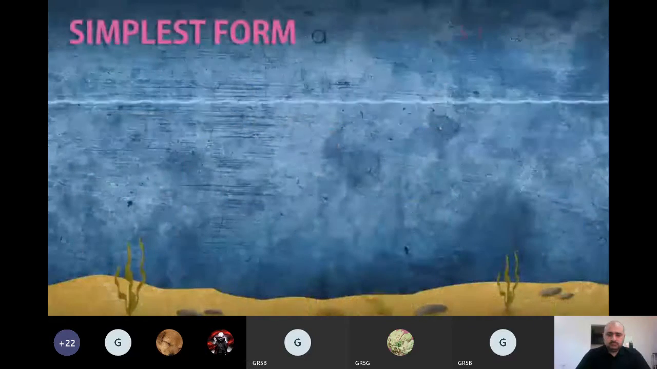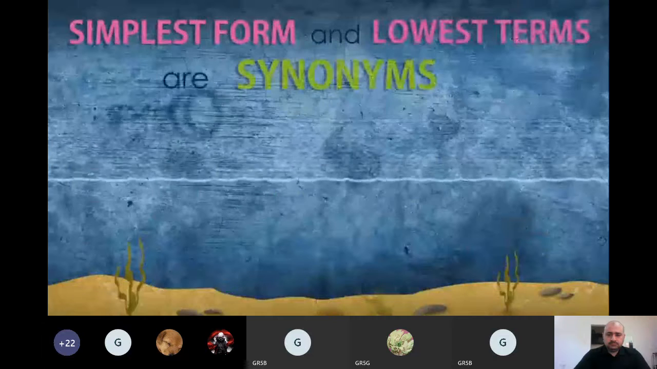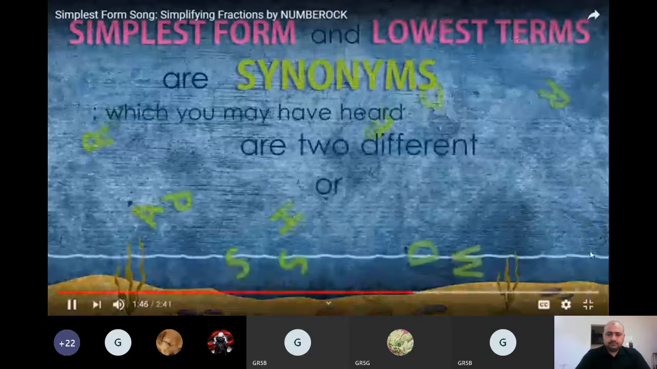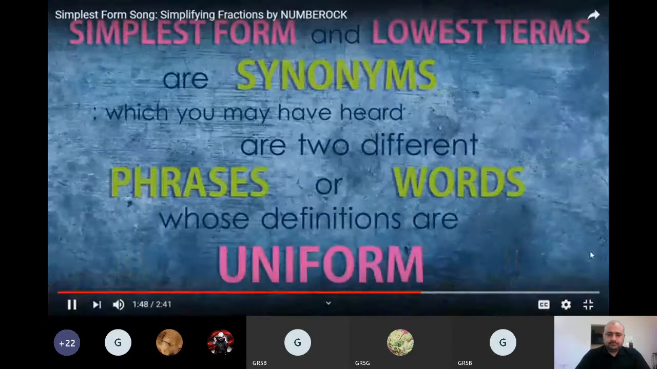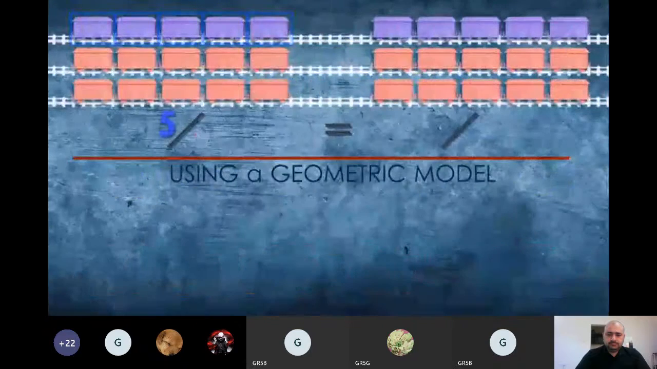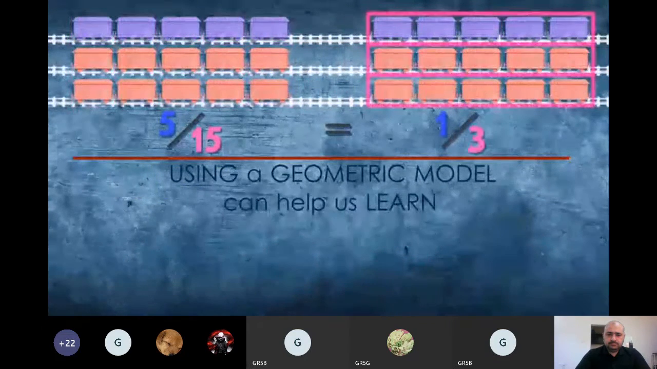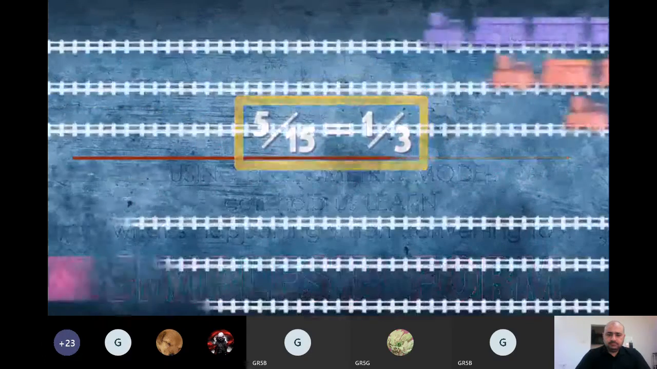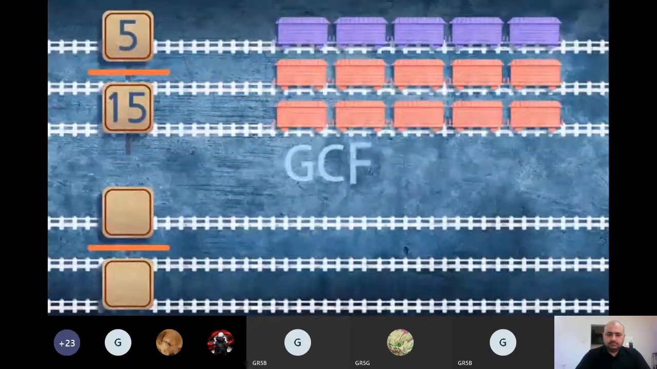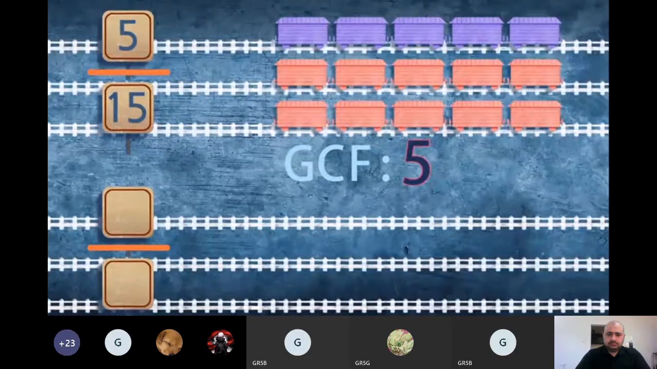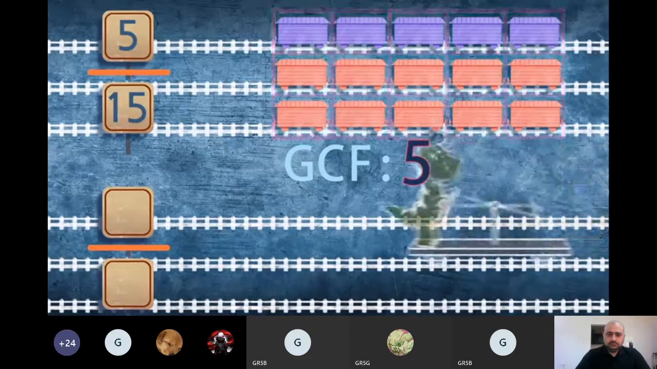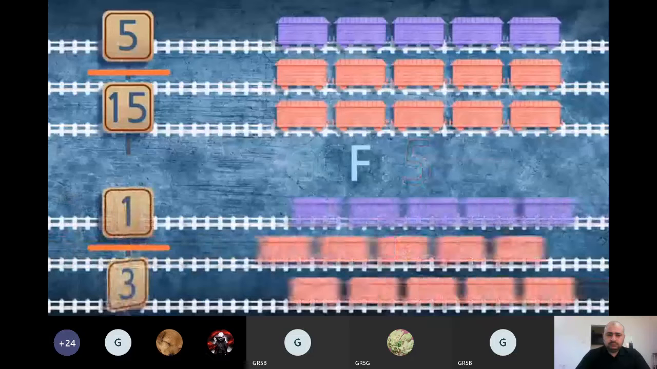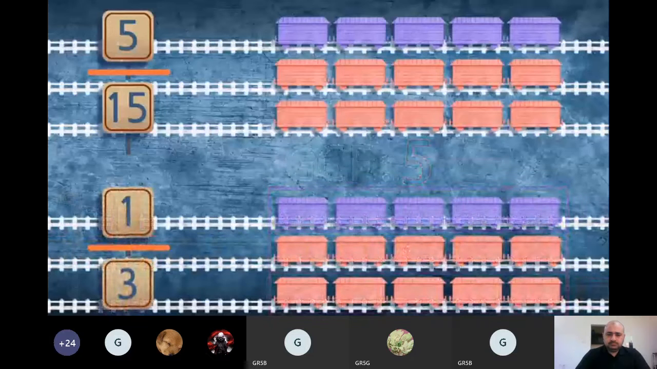Check it out now, simplest form and lowest terms are synonyms, which you may have heard. Two different phrases or words whose definitions are uniform. Using a geometric model can help us learn what's happening when converting to the simplest form. A rectangle shows 5/15. The GCF is 5, which means the greatest number that can divide both 15 and 5. So divide both by 5, get 1/3 in lowest terms.